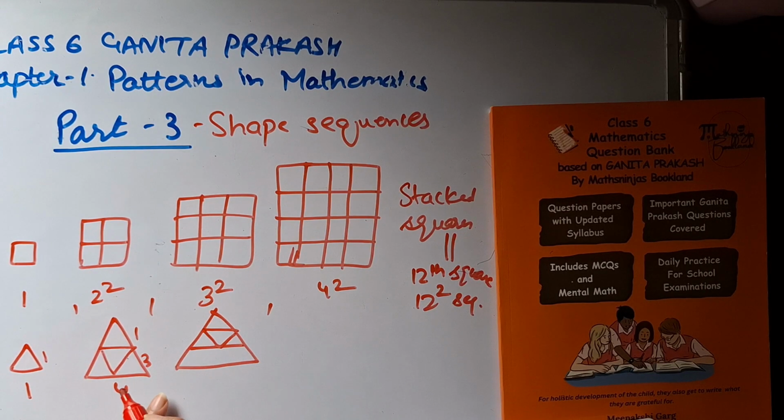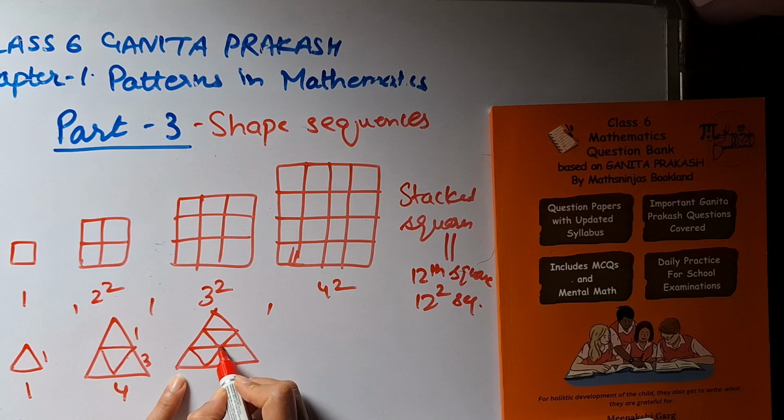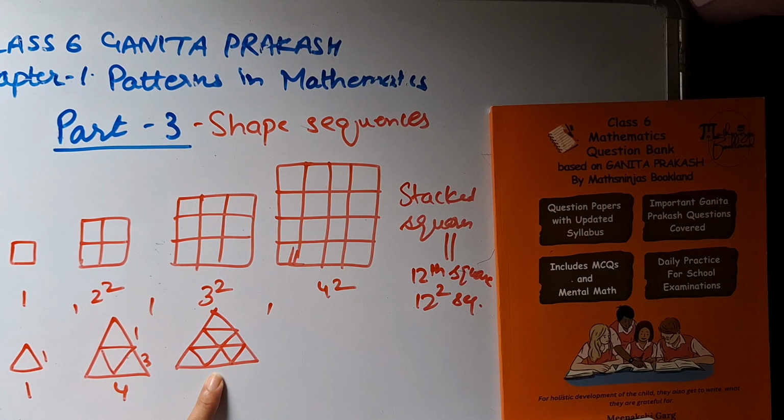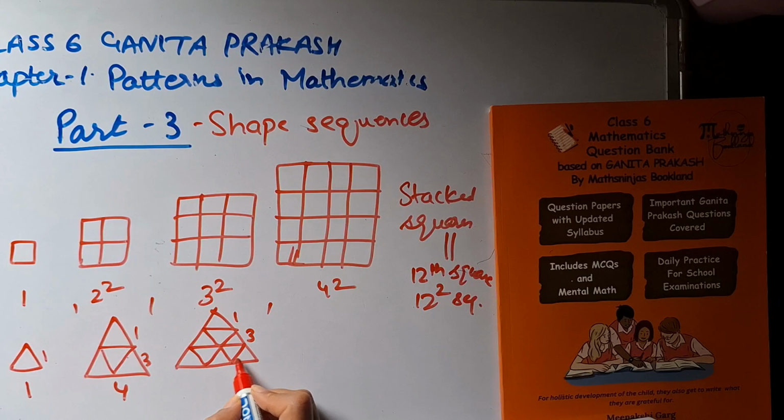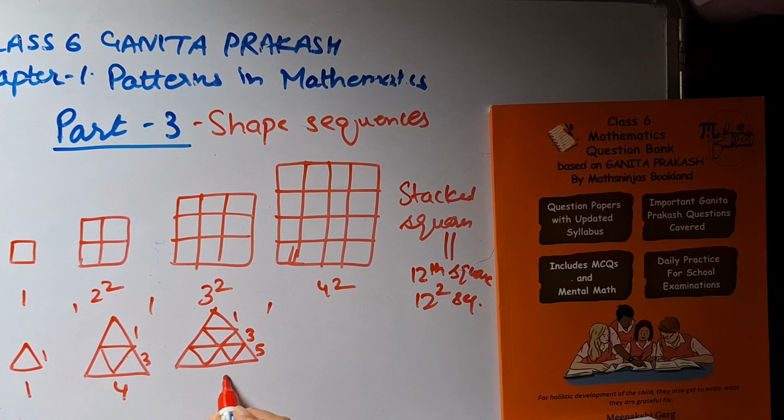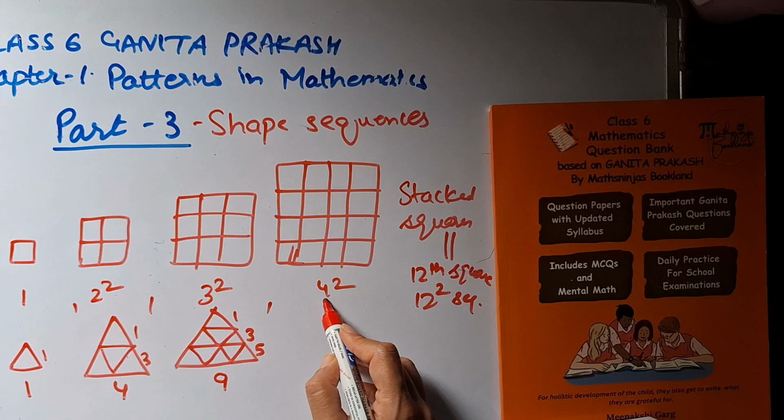You are adding one more row to it, so you are adding like this. So you add 1, 3, and 1, 2, 3, 4, 5. We are adding 5 to it, so you're adding odd numbers. So this is 9. And how do you draw another one?